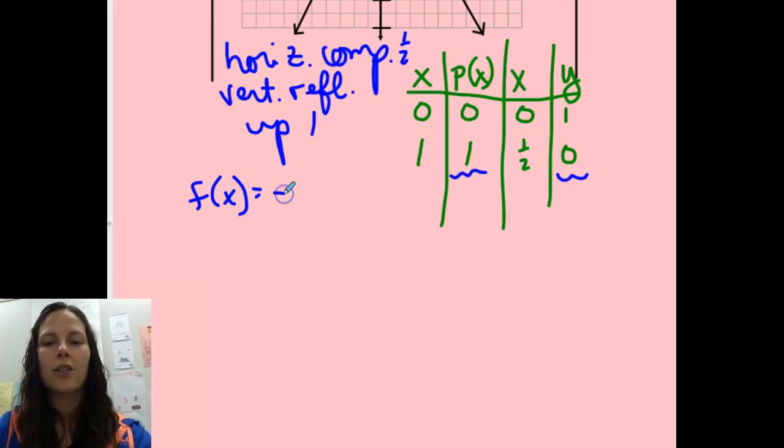The vertical reflection will be on the outside of the absolute value. The horizontal compression will turn into a multiplication by 2 on the x, and the vertical shift is outside the absolute value as well.